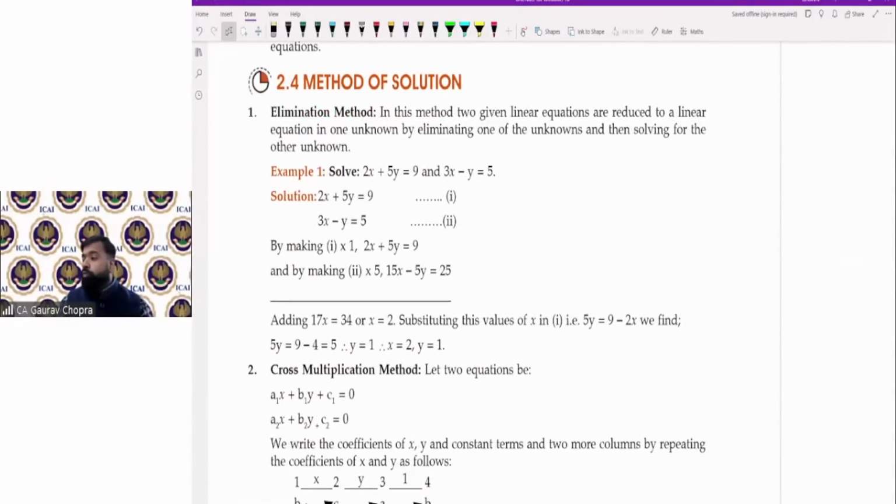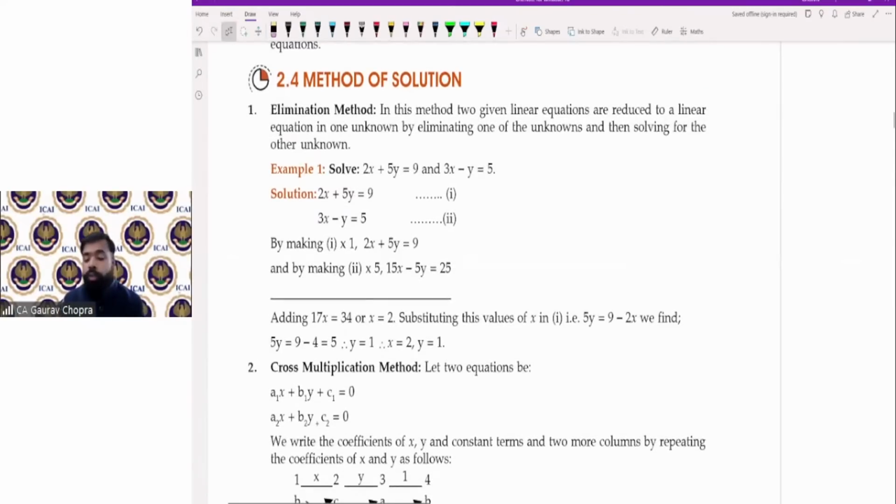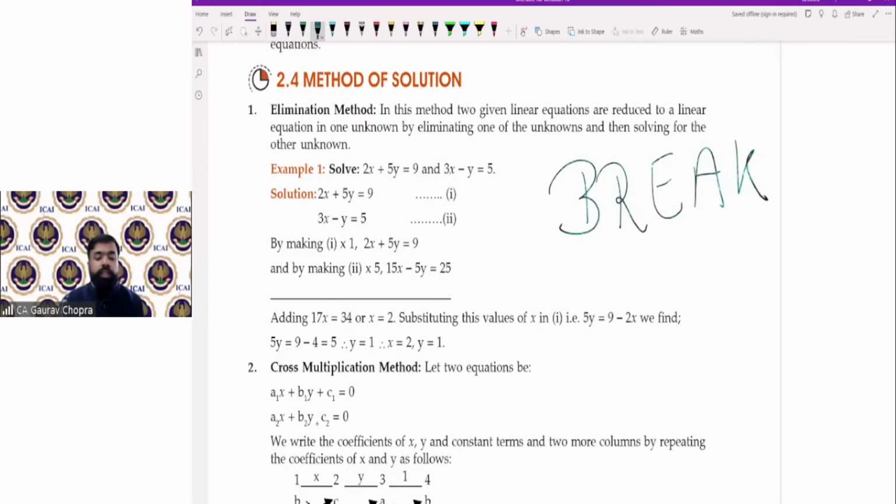11th is easy. Now let's move towards the next portion, that is solution of simultaneous equation. So before starting this, let's take a small break of 5 minutes and then we will be continuing with this equations. Okay.